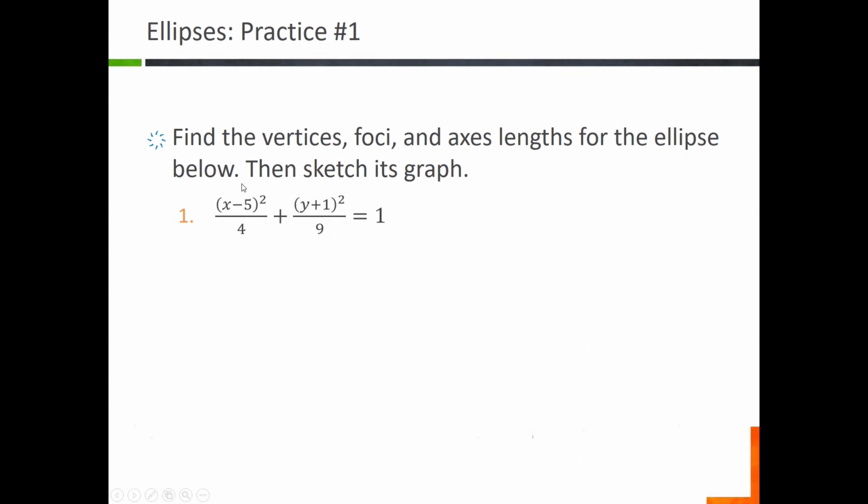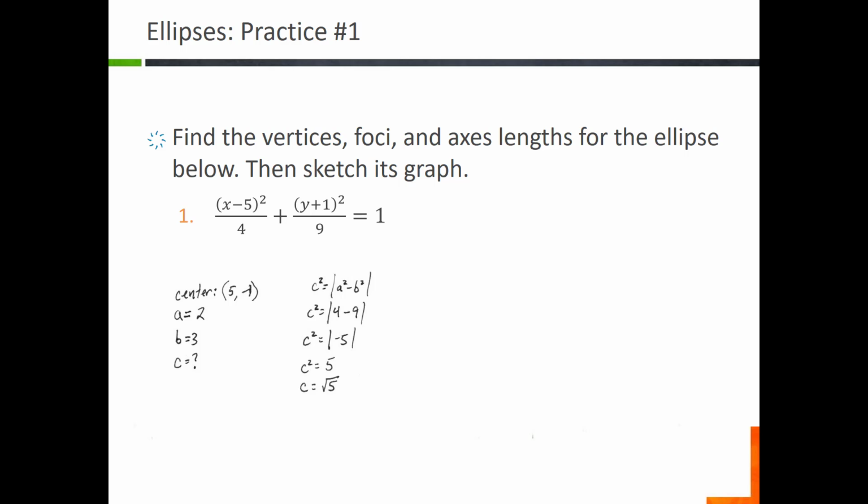All right, if we were given the equation already in standard form, we should be able to, again, identify some things really quick. We should be able to figure out that the center in this case is at (5, -1). We know the a value is 2 and the b value is 3. So we still need to find c in order to find the foci. So c squared is the absolute value of a squared minus b squared. We plug in the a and the b value and we simplify. We get c is the square root of 5.